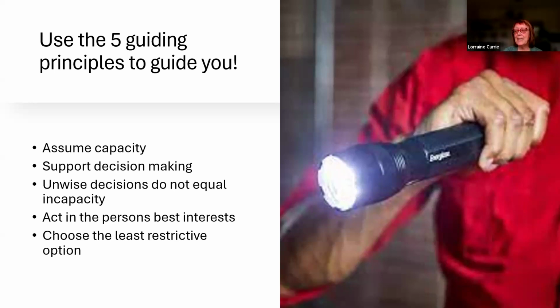And then thirdly, we know that the third guiding principle is around unwise decision making, and the fact that someone should not be treated as lacking capacity because they make an unwise decision. And we're quite glad about that, aren't we, as human beings, because we have all made unwise decisions.